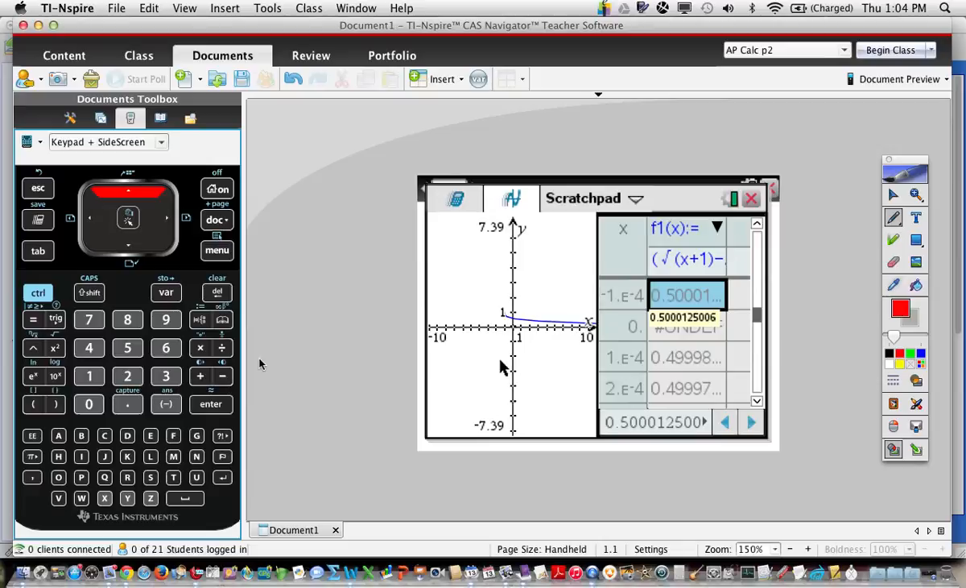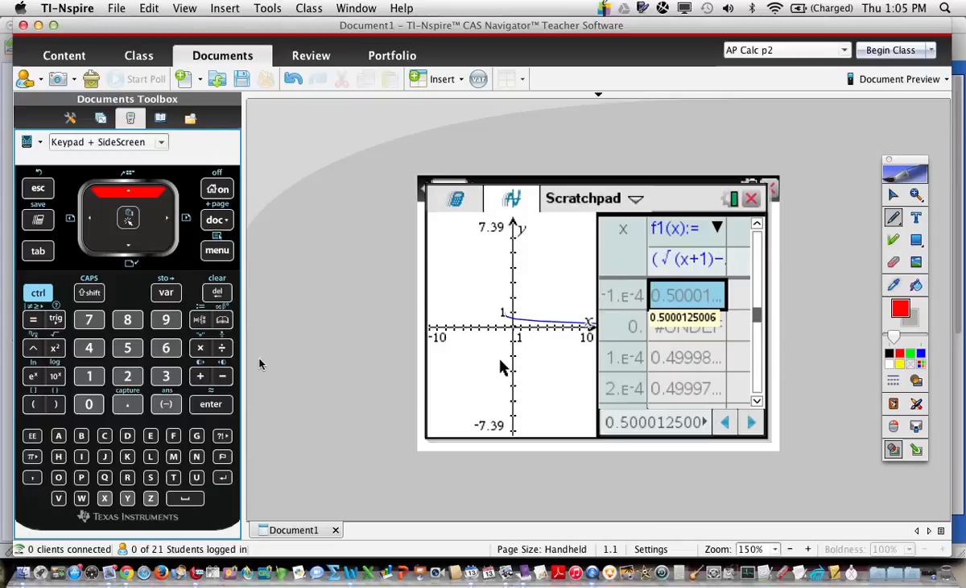Now, don't write 1, -1, e -4. That doesn't mean anything. That's scientific notation. What it means is 10 to the -4. So it's -0.0001, okay? And that's 0.500001. And then I got 0, that's undefined.